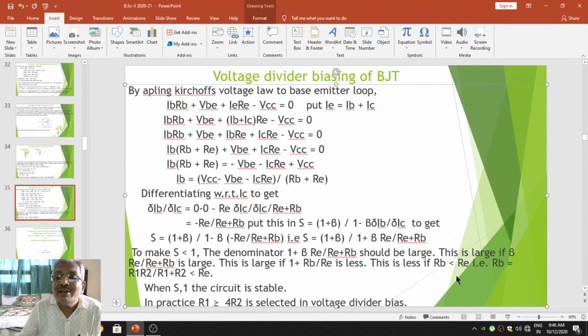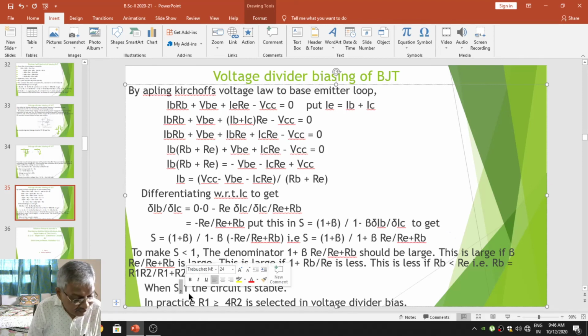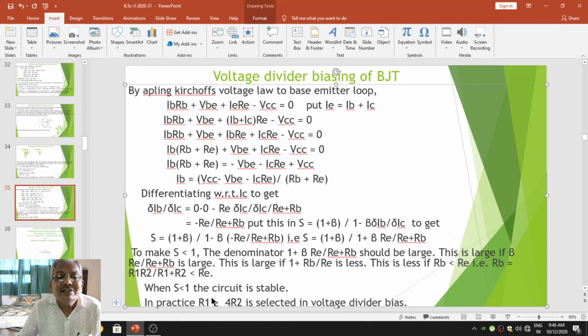This is less if RB is less than RE. That is, RB equal to R1 R2 upon R1 plus R2 should be less than RE. That means it has to satisfy the condition that RB, which is equal to R1 R2 upon R1 plus R2, should be less than RE. When S is less than 1, the circuit is stable, and to make S less than 1, RB should be less than RE.